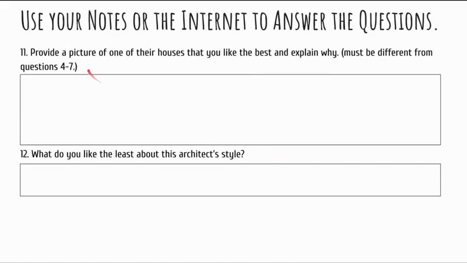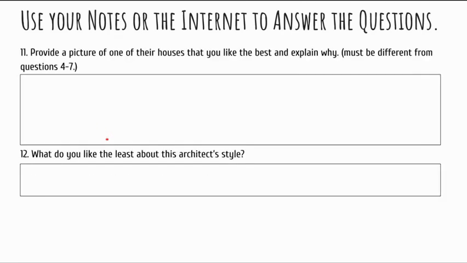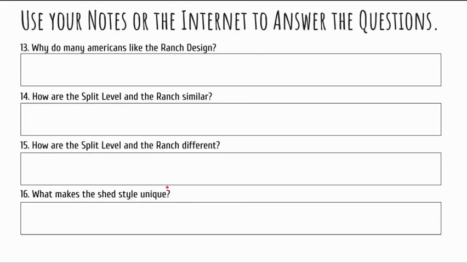Whatever. Next, you're going to provide a picture of one of their houses, but it has to be different from any of these. So if you decide to choose Frank Lloyd Wright, whatever picture you put here, you should not be putting right here. You should find another style. And then tell me what you like least about the style. And then it switches back to talking about the ranch design, the split level, and then the shed. And that is it. If you have any questions, you guys know to email me.